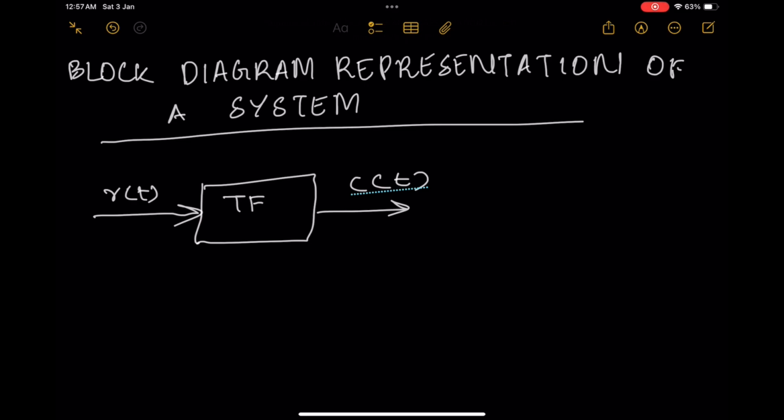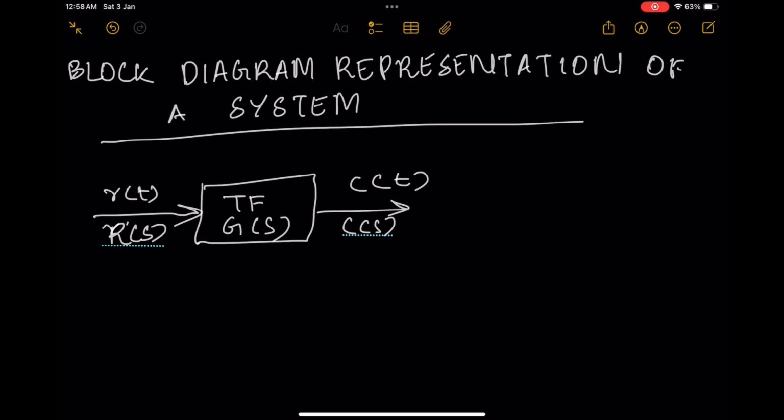And in terms of Laplace terms, I'm representing the system with R of s and C of s. The input is R of s and the output is C of s, and the transfer function, the function that is happening inside, I'm representing as G of s. Okay, so this is how you represent a system in simple block diagram representation.